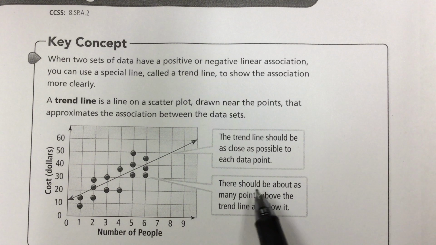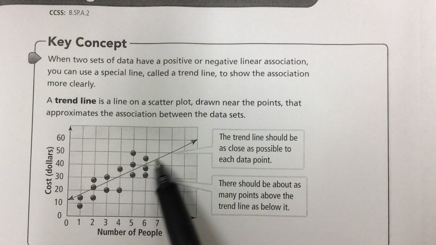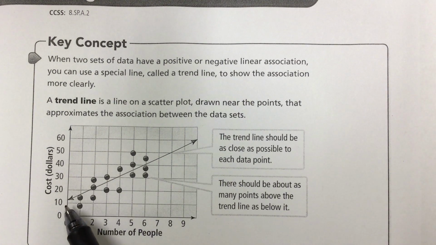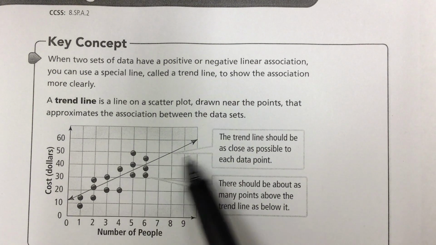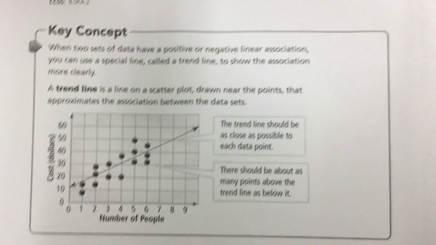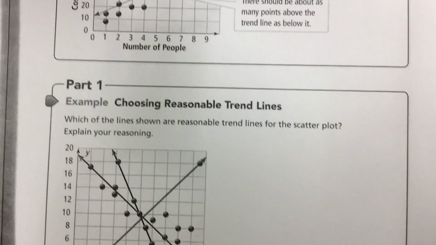The trend line should be as close as possible to each data point. There should be about as many points above the trend line as below it. So this is a trend line passing through the center of the scatter plot. Let's look at part 1.